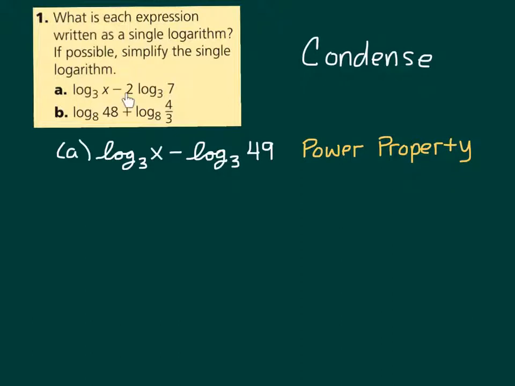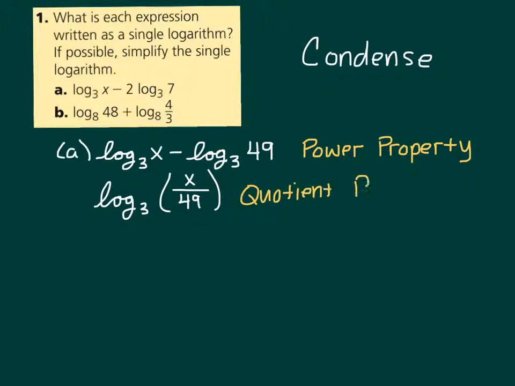This 2 here can be moved inside as an exponent, giving me log base 3 of 7 squared. And 7 squared is 49. From there, I can write this as log base 3 of x over 49. That is the quotient property. At that point, I cannot condense anything more, so I'm finished.